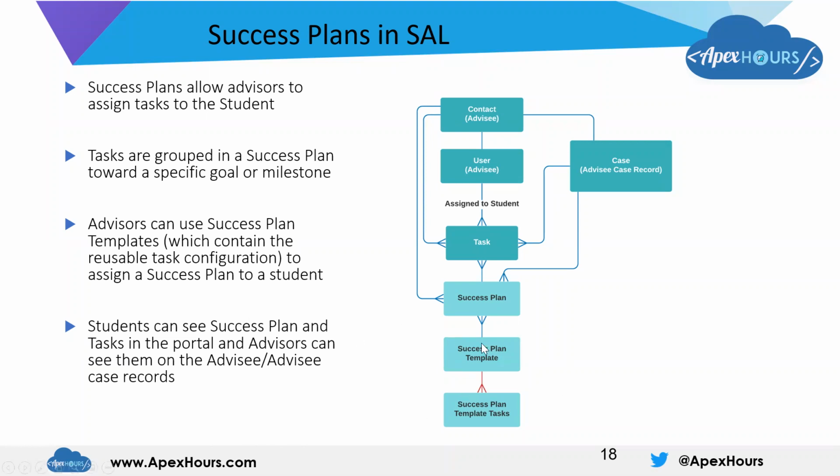But the thing here to know about success plans is that you can set up templates and tasks associated with those templates, so that when you assign a success plan to a student, and then that shows up in the portal, all of those tasks from the template essentially get cloned and added to that success plan. A success plan is what relates to the student, and the tasks that are under that success plan are what the student actually sees, but the templates are what allow you to quickly generate those success plans.